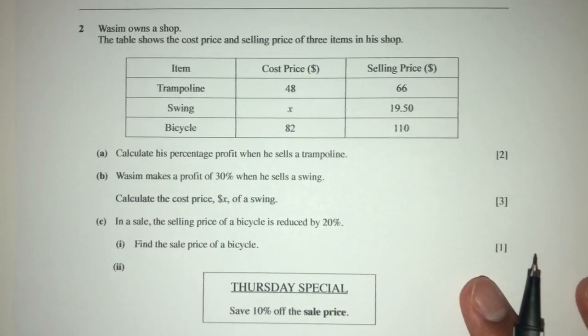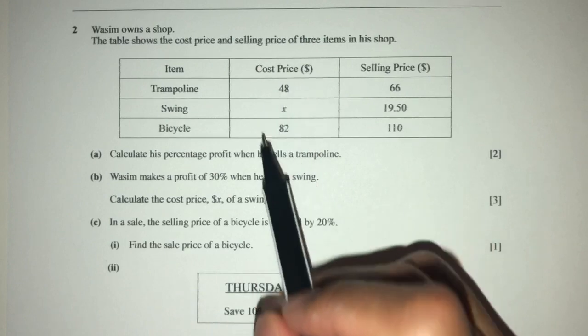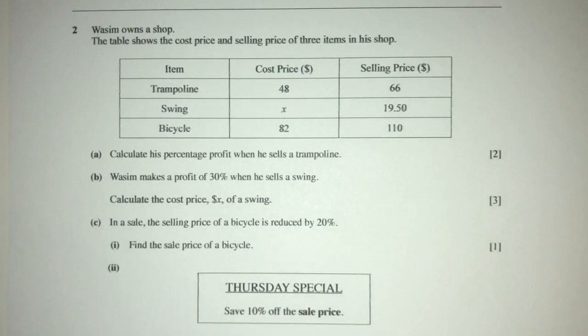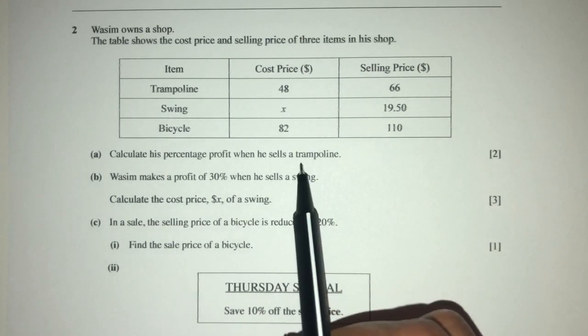Now let's move on to question number 2. Wasim owns a shop. The table shows the cost price and the selling price of 3 items in his shop. Okay, good to know. Now part 1, calculate his percentage profit when he sells the trampoline.